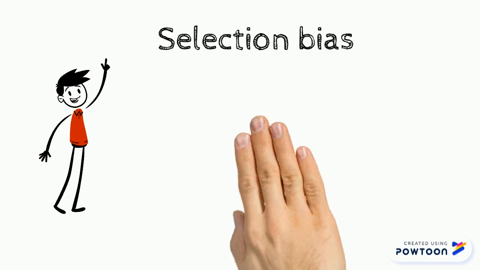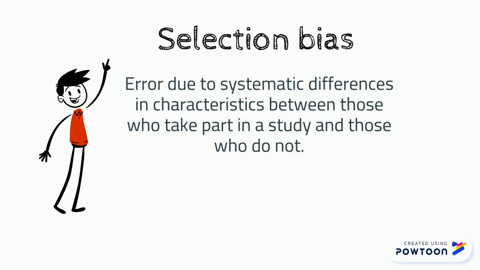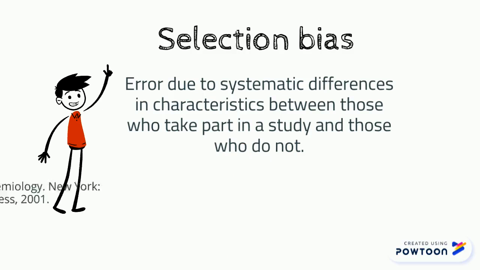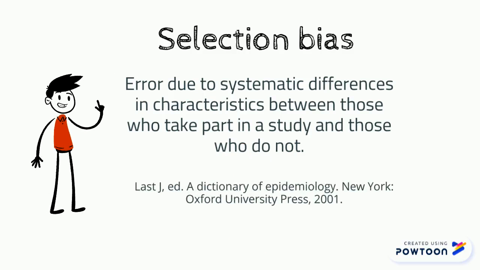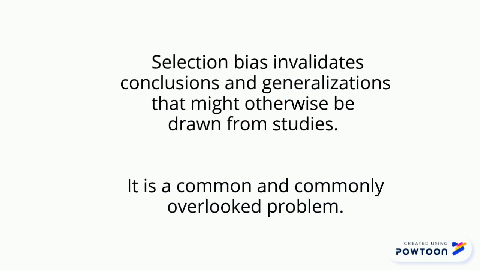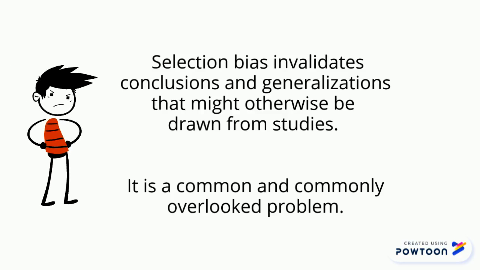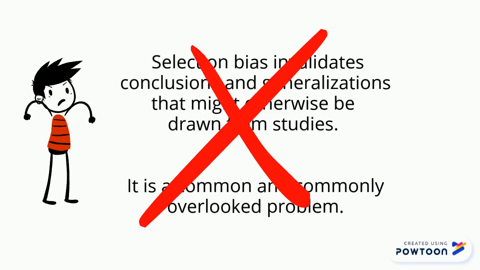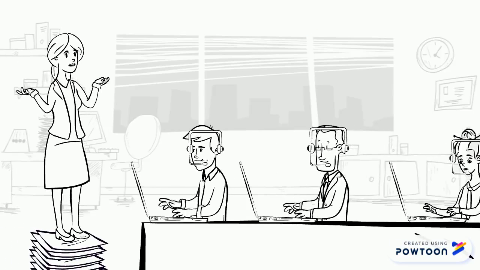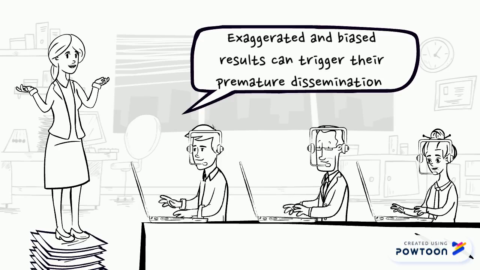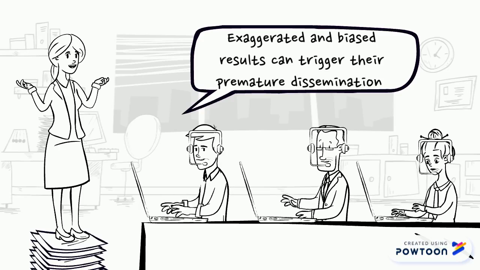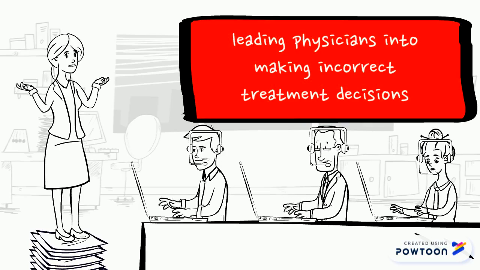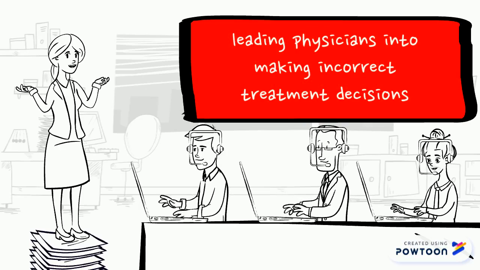So, how do the epidemiologists define selection bias? It is an error due to the systematic differences in characteristics between those who take part in the study and those who do not. This is an error that invalidates conclusions and generalizations from studies, and this is a very common problem in epidemiology. The consequences are huge. The exaggerated and biased results can trigger their premature dissemination, and this can lead to physicians making incorrect treatment decisions.